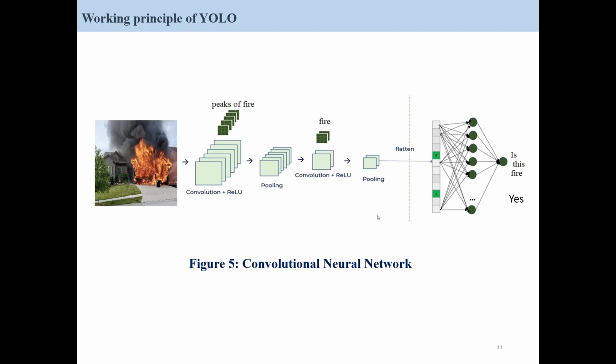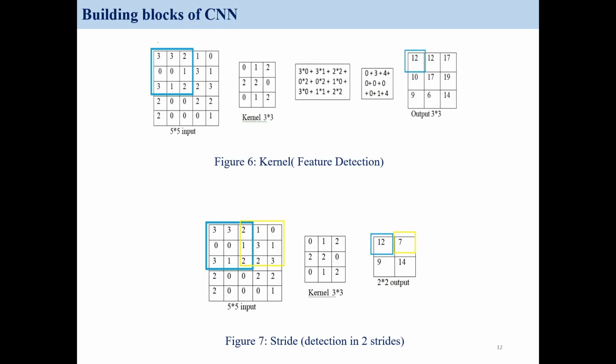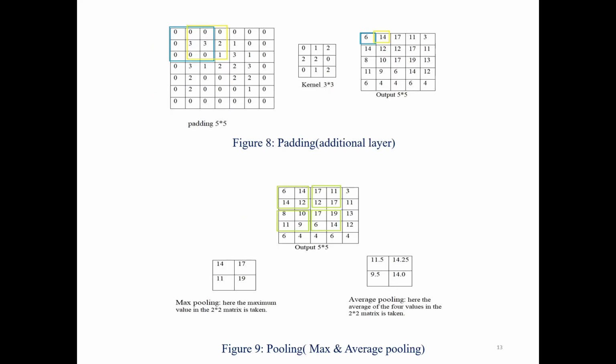YOLO has a convolutional neural network where there are operations like convolution, pooling, and then an activation function called ReLU. The mathematical part here shows how feature detection is done, where functions like kernel and stride detect the features required in that particular image, which in our case is fire. Padding is done so that important information isn't missed out from a matrix. There are two types of pooling operations, which give the maximum detection feature. We have used max pooling.